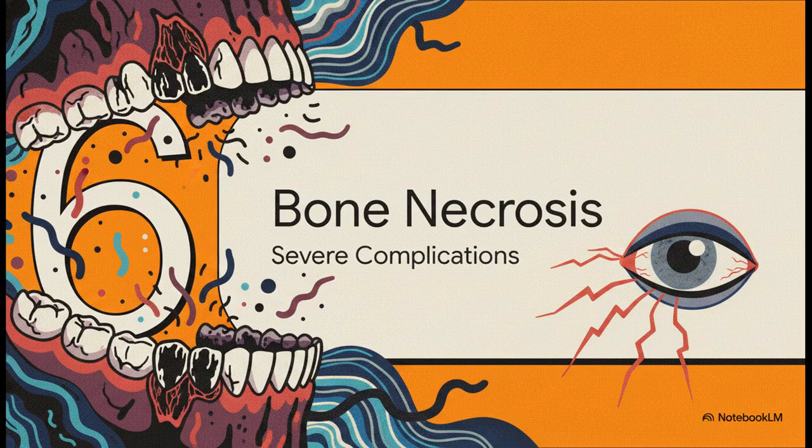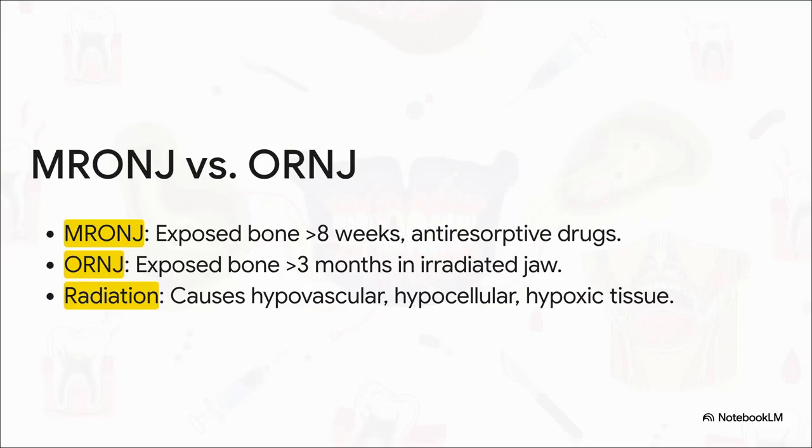Wrapping things up with Section 6, Bone necrosis and complications. You've got to know the defining diagnostic criteria here. It's a classic comparison. MRONJ, or medication-related osteonecrosis of the jaw, requires over 8 weeks of exposed bone in a patient taking anti-resorptive or anti-angiogenic drugs. On the other hand, osteoradionecrosis, or ORNJ, requires over 3 months of exposed bone.